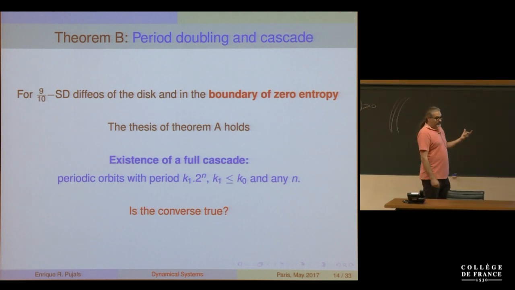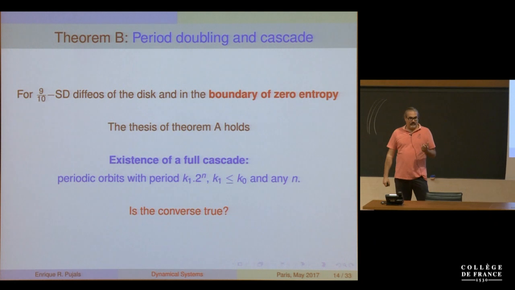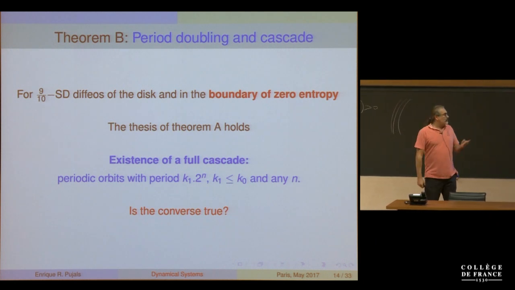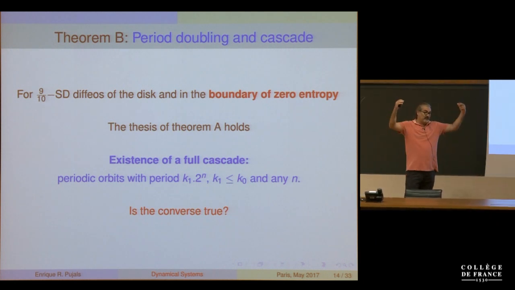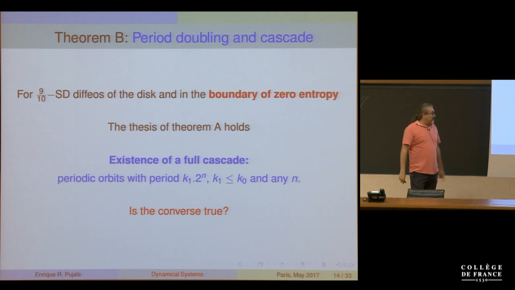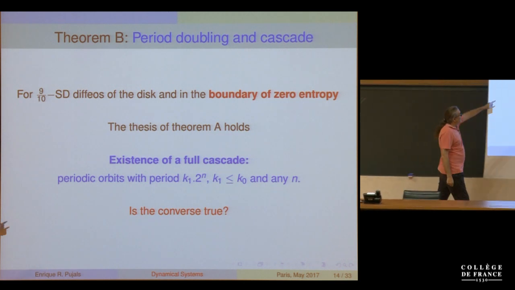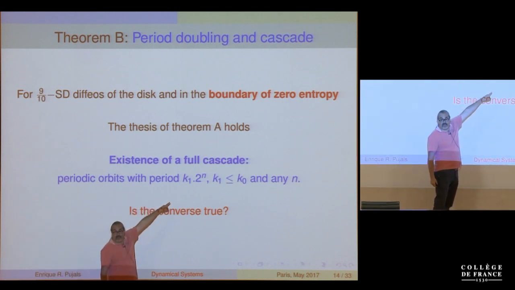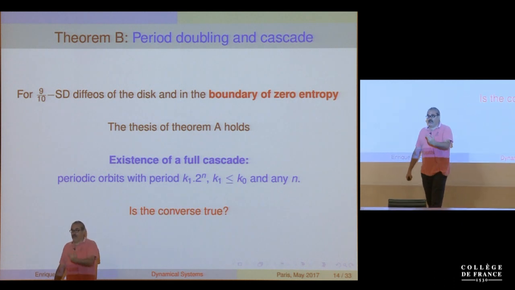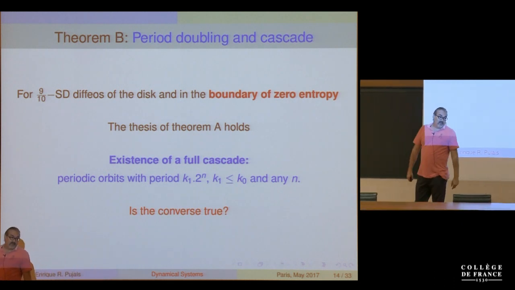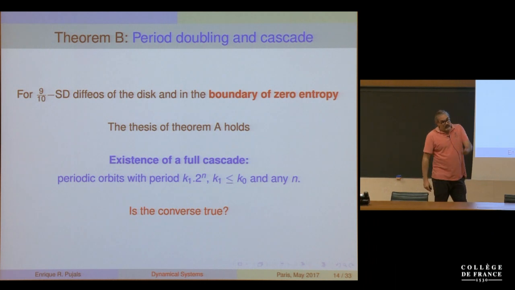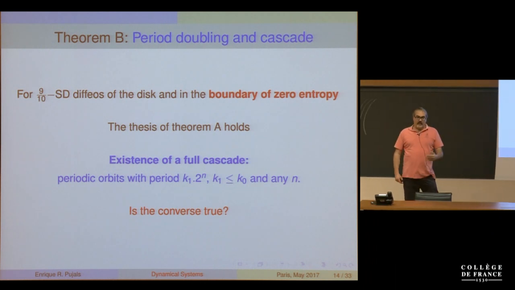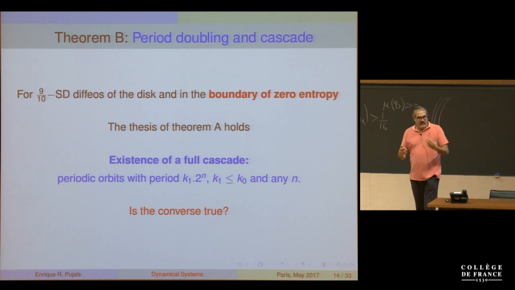Is the converse true? What does it mean, the converse? In the one-dimensional case, if you have the property that the period goes to infinity, then you can perturb to produce positive entropy. Here we don't know. So you start with a map that has infinitely many periodic points with periods of this type. Can you perturb in a way to produce positive entropy? In C1, you can do it. There's no problem. In CR, let's go on the rigidity problems.